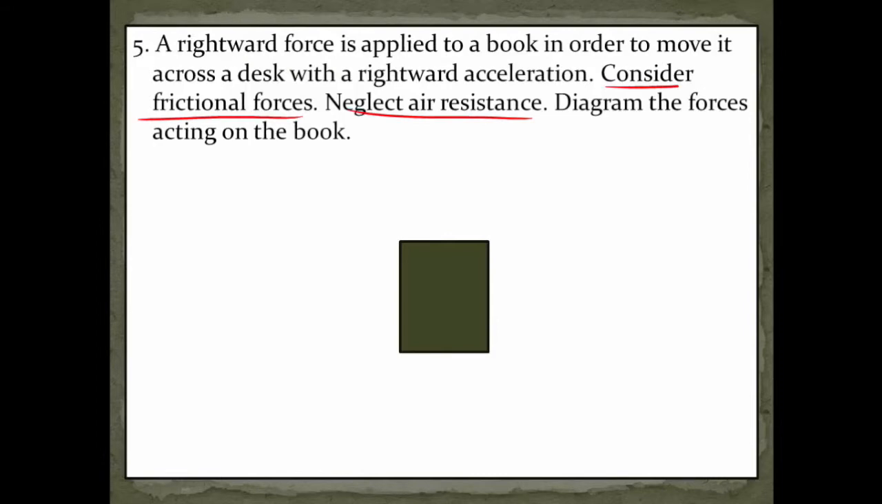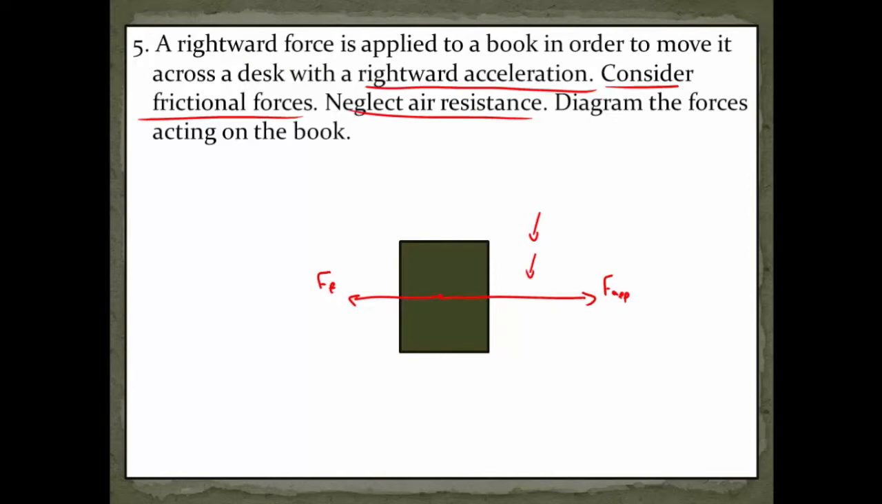So what are we looking at? A rightward force applied. Here's our rightward force. Now, it's telling you that it has a rightward acceleration. What does that mean? That means that the winner is going to be this particular force right here, which means the loser is going to be that force right there. The force of friction is losing. The force applied is winning. All right? This is now a net force traveling to the right.